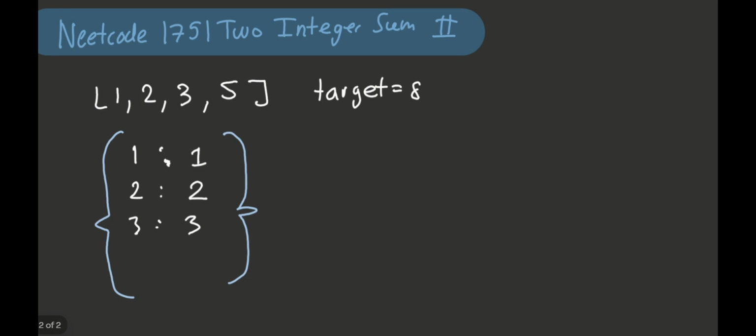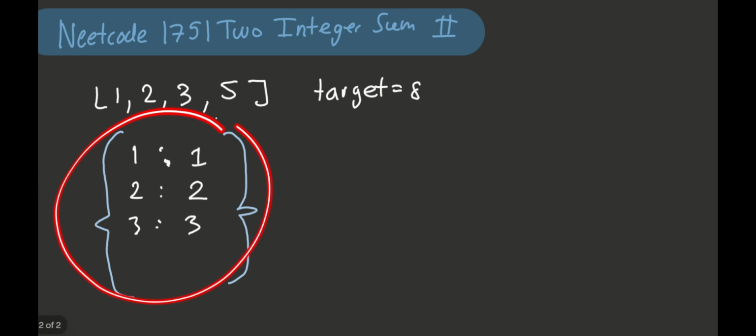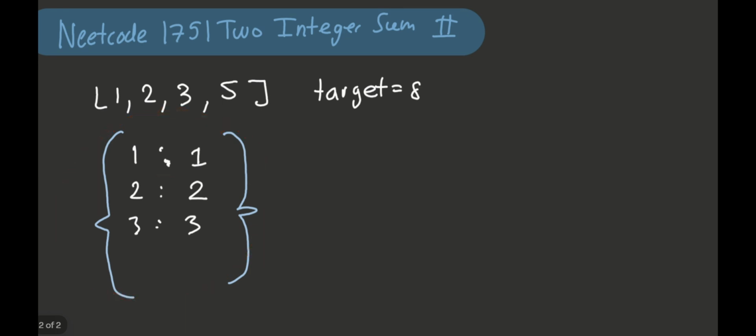Just as a recap, in case I explained it poorly, we are going to index through each and every element. If target minus that value is not in this map, we are going to add it. So we started at 1, 8 minus 1 was 7, 7 was not in this map, we added this. Moving on, 8 minus 2, 6 was not in this map, so we added this. And then so on until we had 8 minus 5, which was 3, and then 3 was in the map, and we returned 3 and 4.